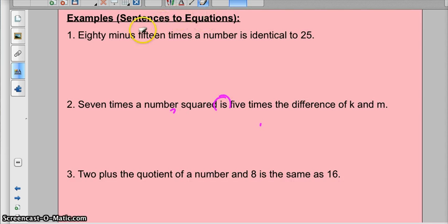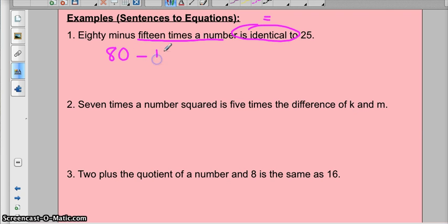Okay, example 1. These first 3 examples we're going to write from sentences to equations. So this first one: 80 minus 15 times a number is identical to 25. So "is identical to," that's our keyword that we will know to use the equal sign. So the rest of it, you just keep saying it out loud until you understand what it would look like. So 80 minus 15 times a number.